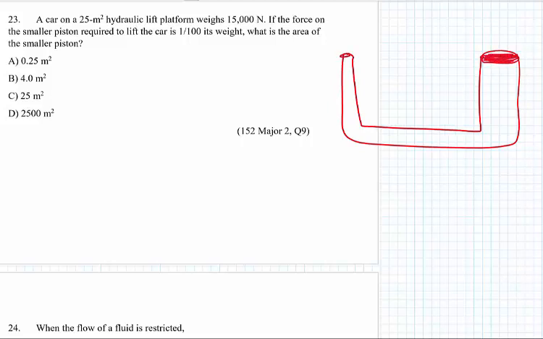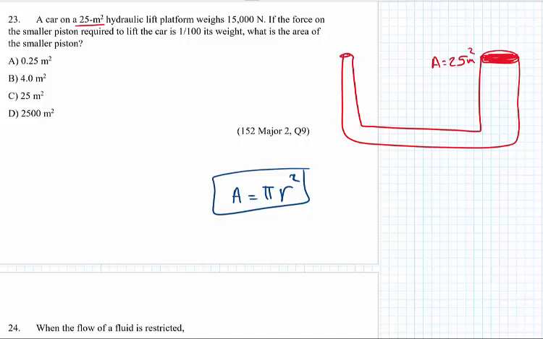The big area, which is 25 square meter. This is the area. And take care of something which is very important. Now he's giving us the area. Sometimes he gives you the radius, only the radius of the piston. If he gives you the radius of the piston, you need to get the area from the equation. The area equals pi r square. So take care, that's very, very important.